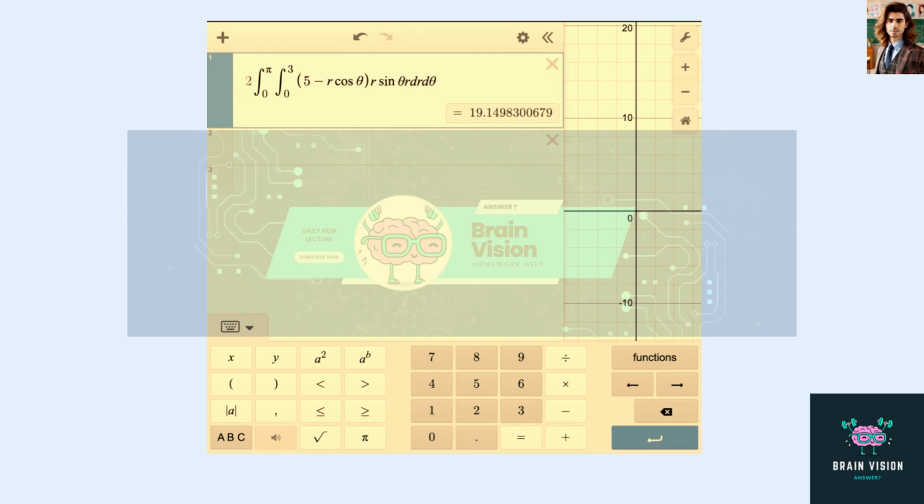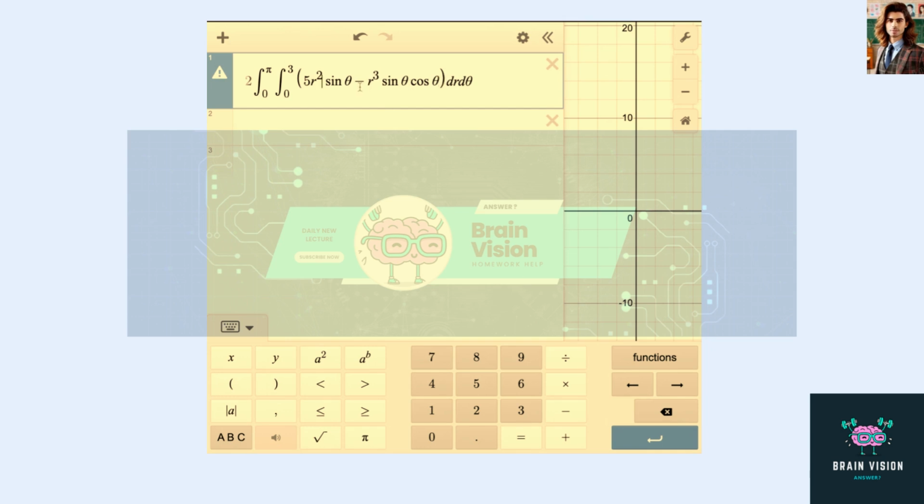Then with this in mind, we need to combine some of the r's. So we'll end up getting 5r sine theta minus r squared sine theta cosine theta. And in this case, it'll actually be r cubed, and this one will be r squared. Then we can evaluate this integral.